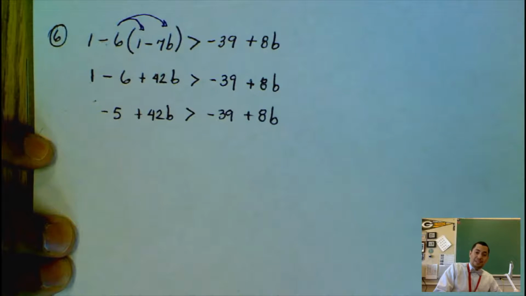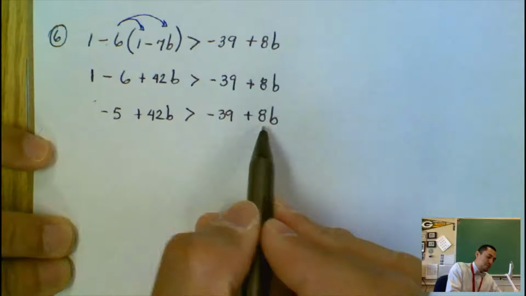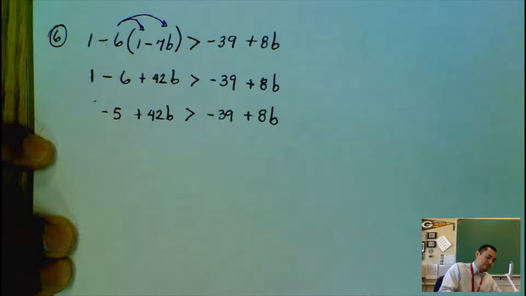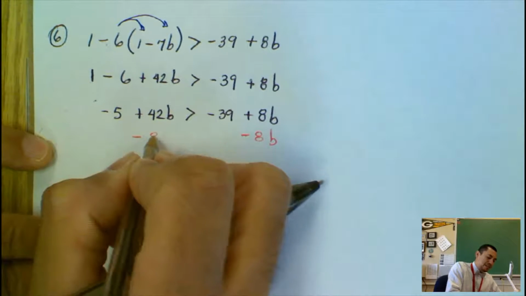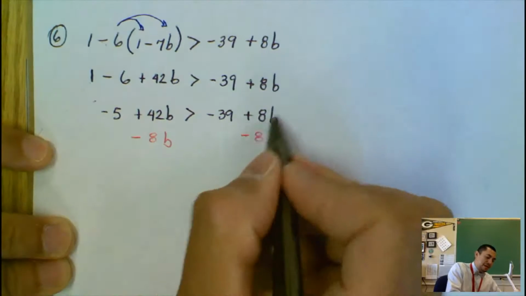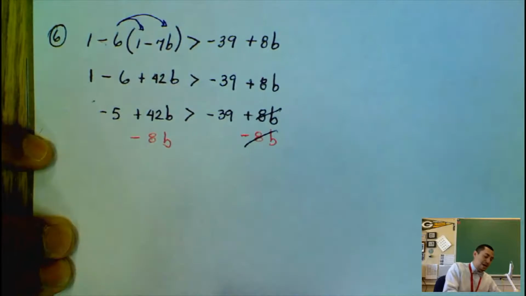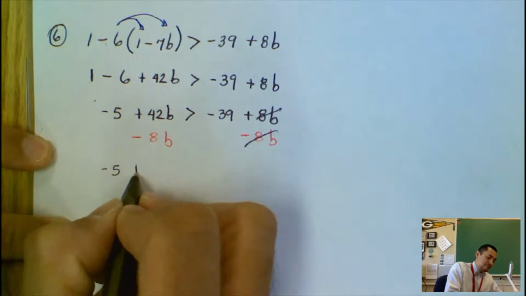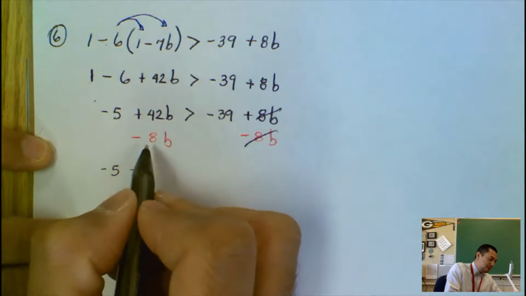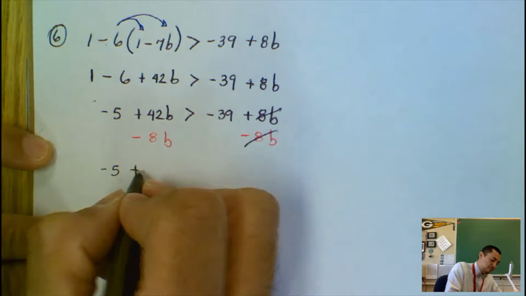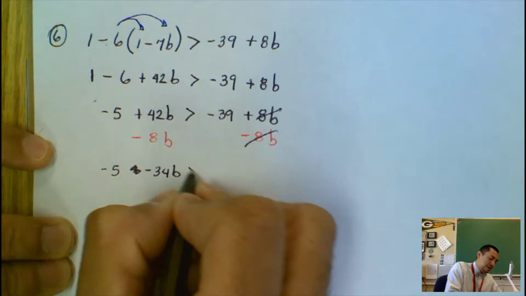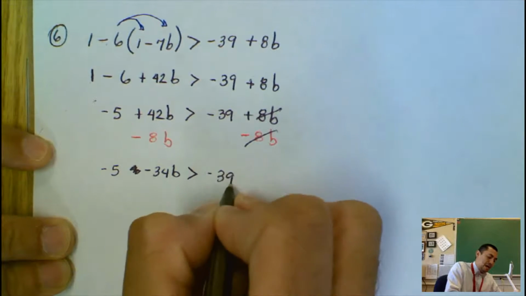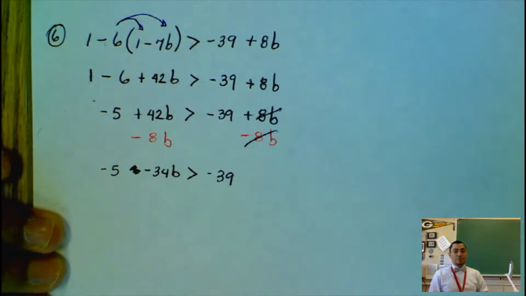Okay, next, variables. We're going to move variables. I'm going to move 8b to the left, so I'm going to use the opposite. Negative 8b, negative 8b. 8b goes away. Negative 5 plus 42 minus 8 is equal to negative 34. This one is negative 34b greater than negative 39. Okay, so we're good with that one.